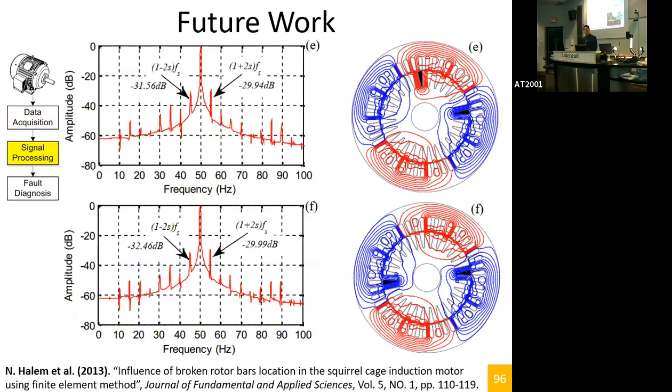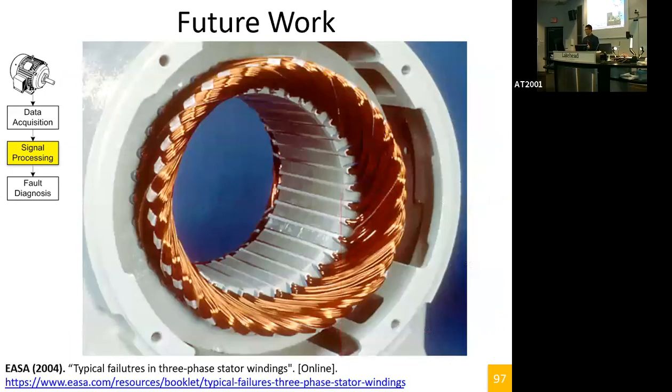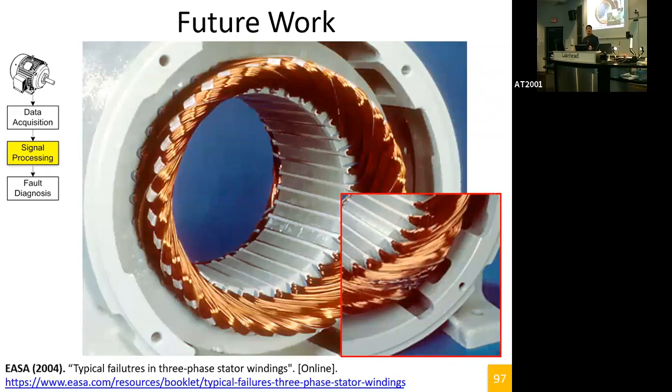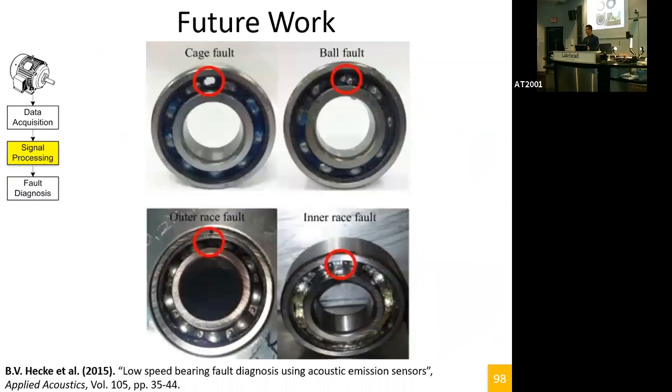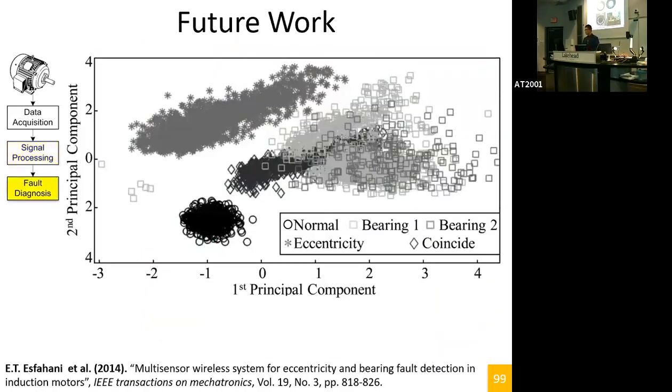As far as signal processing is concerned, looking at even rotor bar faults, a publication here shows that the fault location influences the severity of the fault that can be detected. So addressing these kinds of issues could be a subject of future work. And of course, there are other faults in induction motors, such as stator windings and bearings, which are also very significant faults that occur in industry.